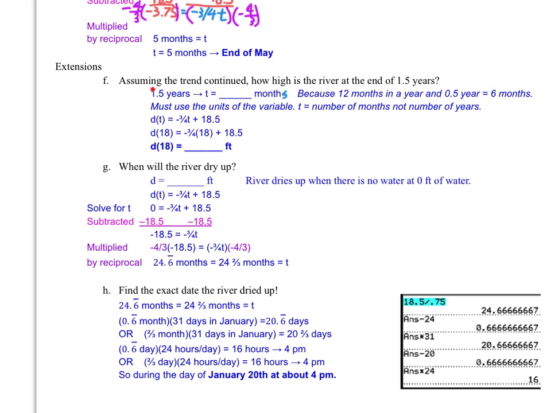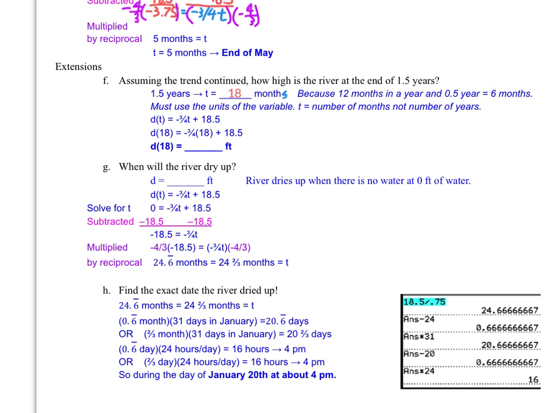For example, let's assume the trend continued. How high is the river at the end of 1.5 years? Well, our problem here is we're talking about months for time. Time is months, but here we have years. So what we need to do first is figure out how many months that would be. What is 1.5 years as months? That would be 18 months. We know that because there's 12 months in a year. Half of a year is 6 months. So 12 plus 6 is 18 months. We have to use 18 months.